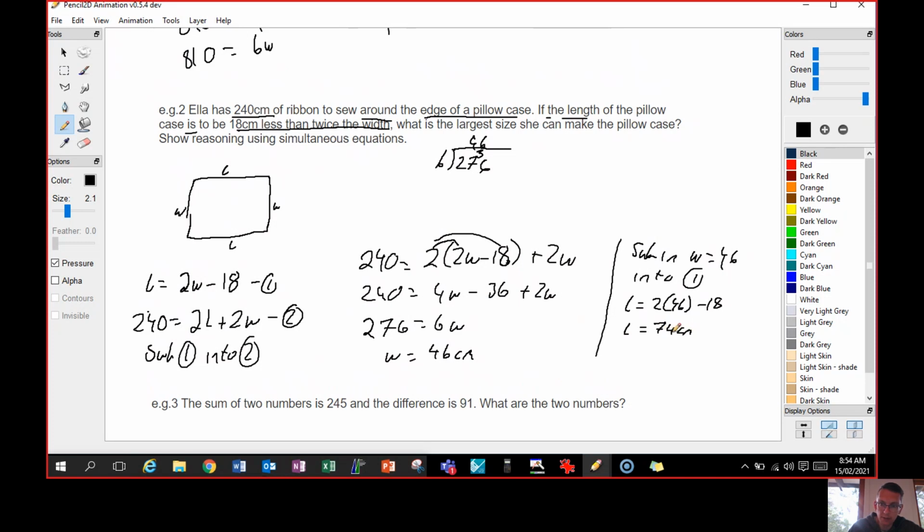Again, you can check if we're correct. 1 length and 1 width, that would be 50 centimeters, no, 120 centimeters. So yep, 2 lengths and 2 widths give me 240. So I know I'm correct.